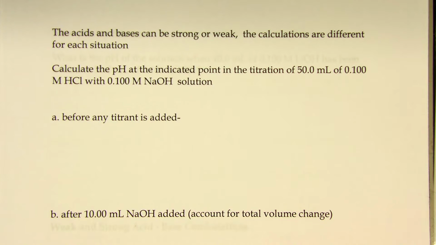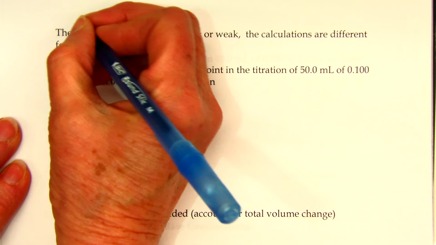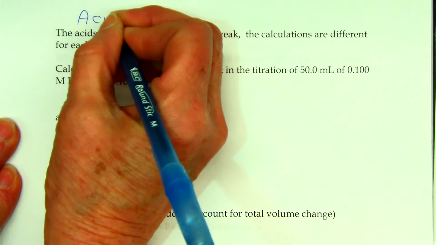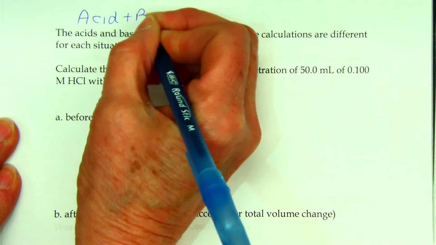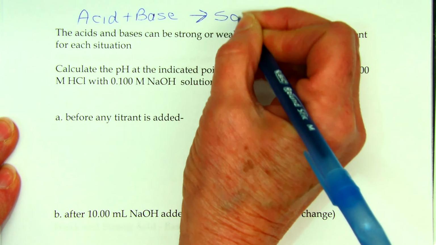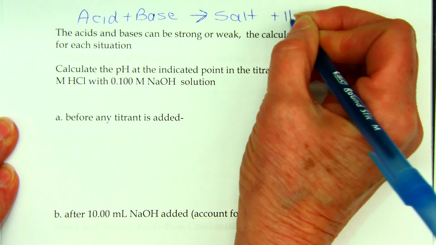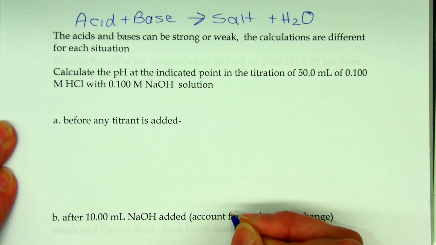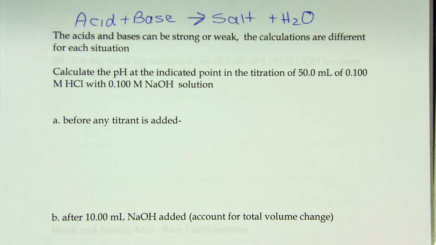Now, you remember from your introductory classes that, in quick and dirty terms, acid plus a base, when we're titrating, an acid-base titration, yields a salt plus water. Anybody remember hearing that in your introductory chem? Acid plus base yields a salt plus water.